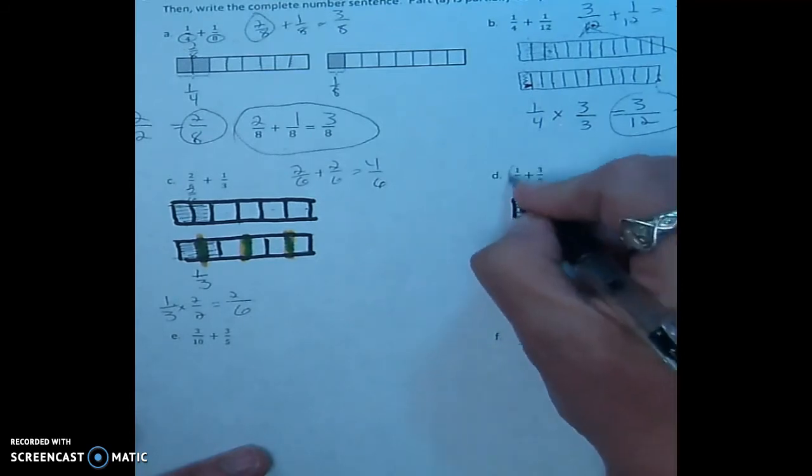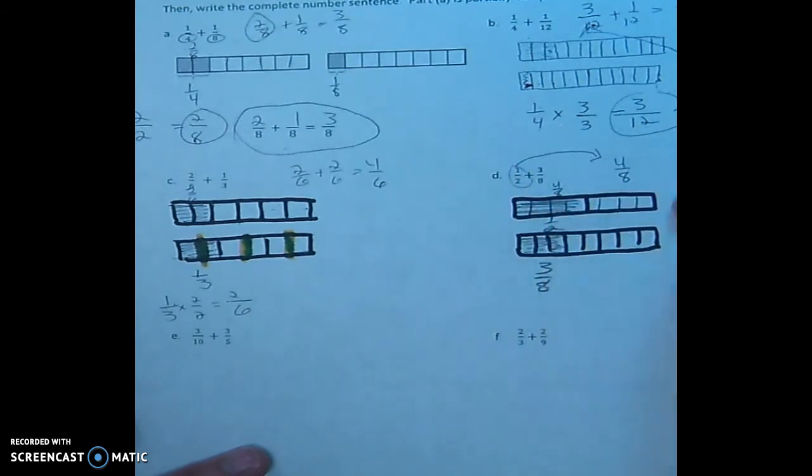So 4/8. The 1/2 gets replaced by 4/8. 4/8 plus 3/8 equals 7/8.